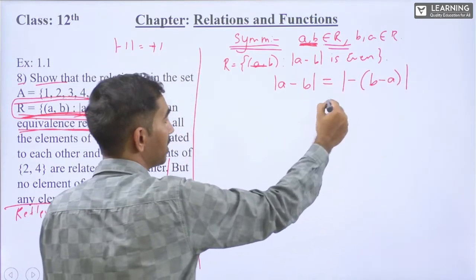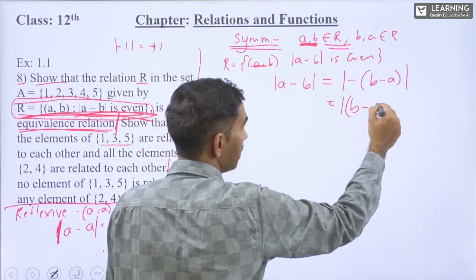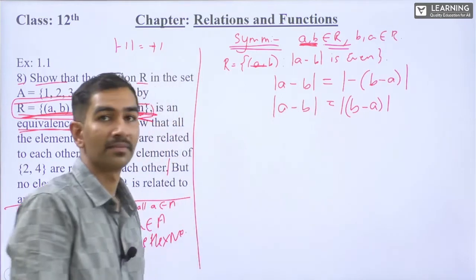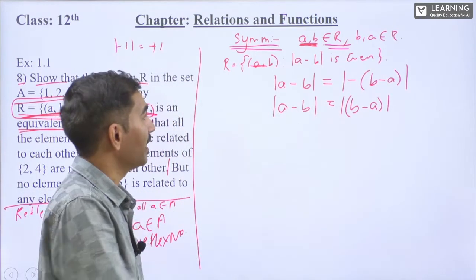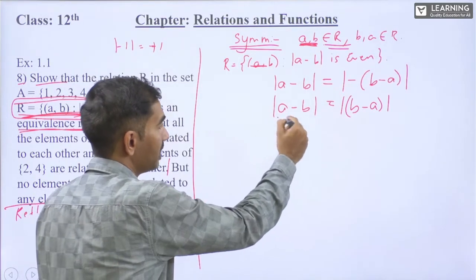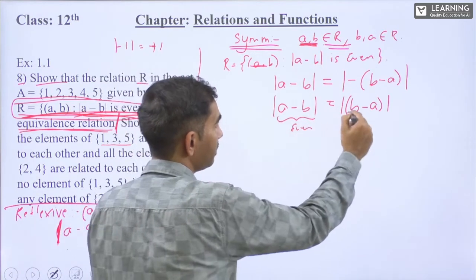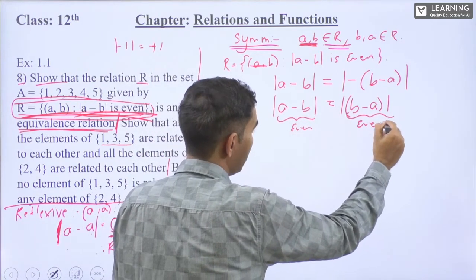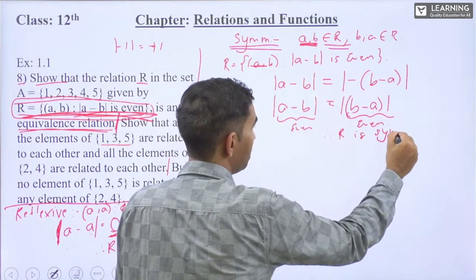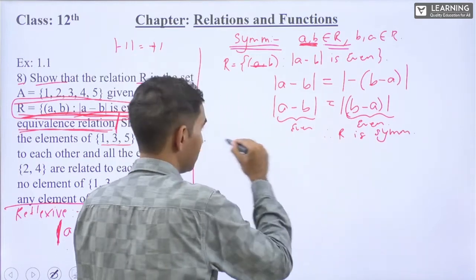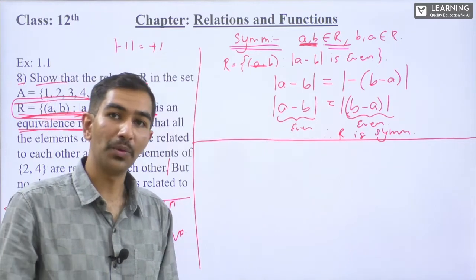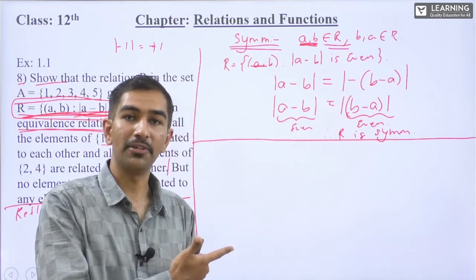So this is nothing but what, students? Equal to mod of minus, and this side we will write A minus B. So if mod of A minus B is even, then B minus A is also even as well. Therefore the relation is symmetric in nature. So we have proved reflexive, and just now proved symmetric as well.